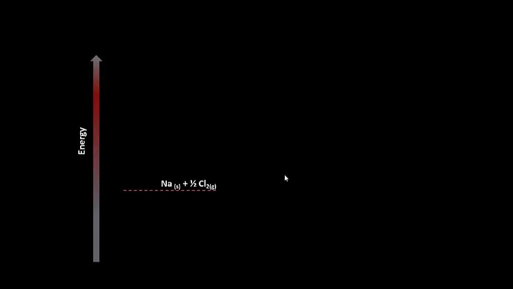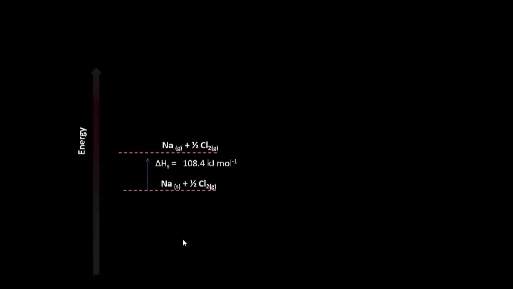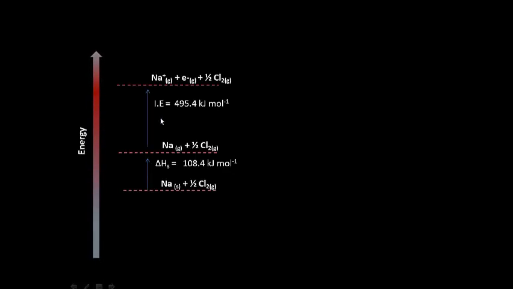The first step involved here will be sublimation of sodium from the solid state. It will go to the gaseous state. As energy needs to be supplied for this reaction, the energy of the system will increase. This energy, also known as enthalpy of sublimation, is 108.4 kilojoules per mole. The next step will be ionization of sodium to sodium cation. Again, the ionization energy for sodium to sodium plus is around 495.4 kilojoules per mole.